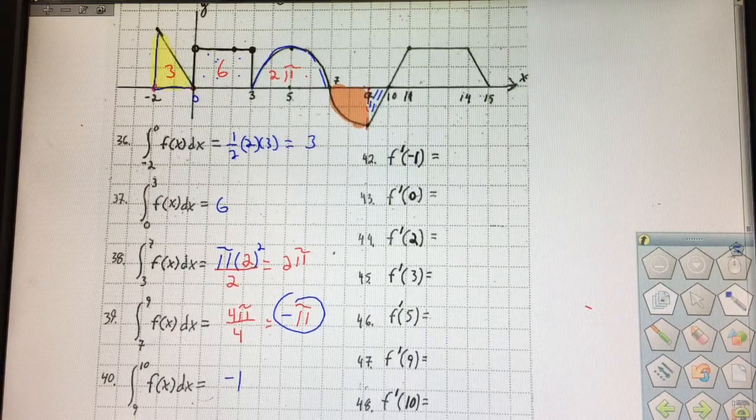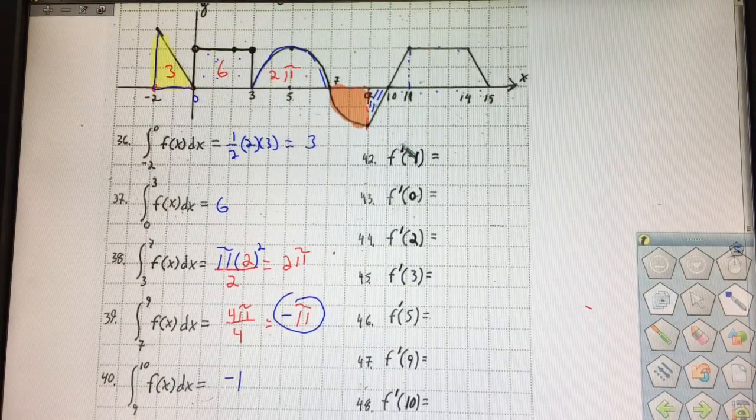Last area is going to be the area from 10 to 15, or the area of this trapezoid. Area of the trapezoid is 1/2 the height, and the height of this is 2, times base 1 plus base 2. So base 1 is 1, 2, 3, 4, 5, plus base 2 is 6, 7, 8. That's going to give me 16 cut in half, just 8.